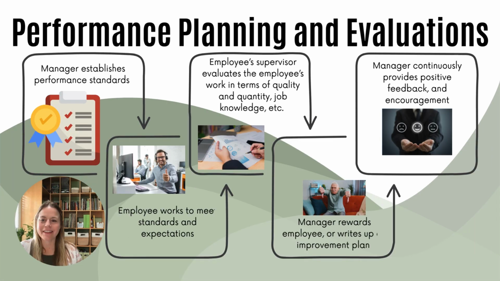The next phase in the human relations management process is performance planning and evaluations. This phase consists of 4 steps. First, the manager sets performance standards. Then the employee works hard to meet those standards and expectations. Next, the employee's supervisor evaluates the employee's overall performance, attitude, and work-related knowledge and skills. Then the manager either rewards the employee with a raise or a promotion, or sets up an improvement plan for that employee in order to reach expectations.